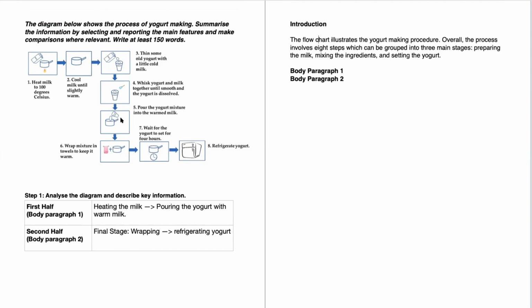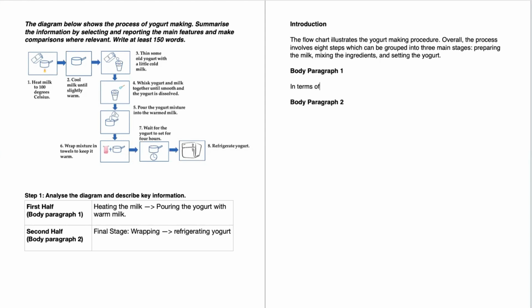I have talked about how the 3 main stages are preparing the milk, then mixing the ingredients, and then setting the yogurt. In my body paragraph 1, I'm going to include the first 2 stages, and then body paragraph 2 is going to be wrapping up and setting the yogurt. This is what I mean by really making sure that you're analyzing the diagram and not just splitting 4 and 4 of these 8 steps into body paragraph 1 and body paragraph 2. Always make sure there's some logic behind it. Okay, now let's go into body paragraph 1.